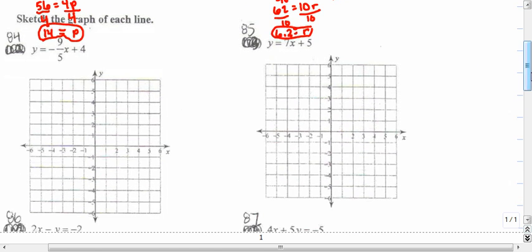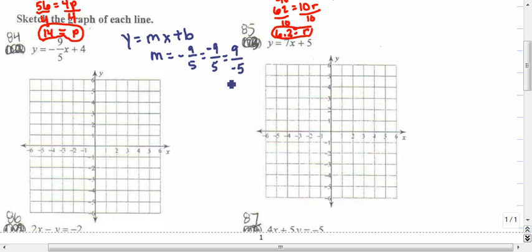Okay, for the next problem, it asks us to sketch the graph of the line. So let's take a look. In this problem, I know that I'm dealing with an equation in y equals mx plus b format. So my slope is what in this problem? So if I have negative 9 over 5, I have to give the negative to one of my numbers. It doesn't matter which one I give it to, but I can only give it to one. Because if I gave it to both of them, it would cancel out, and that would be a positive, and that's not what we want. So I have to give it to one of them.